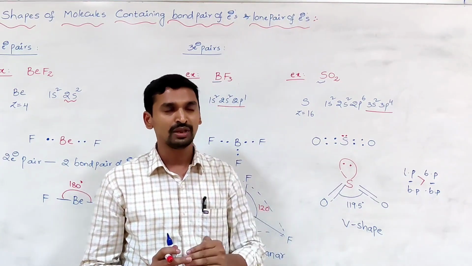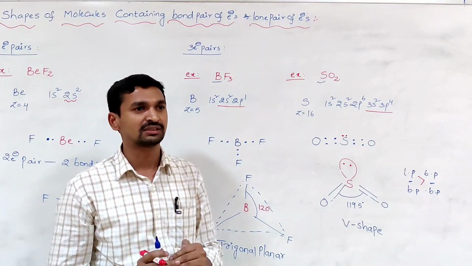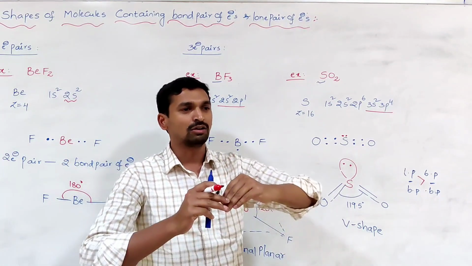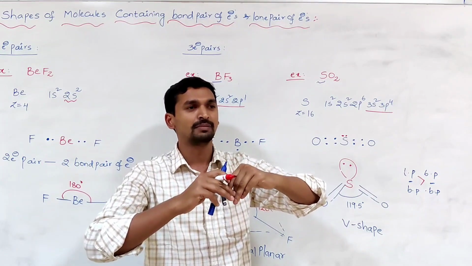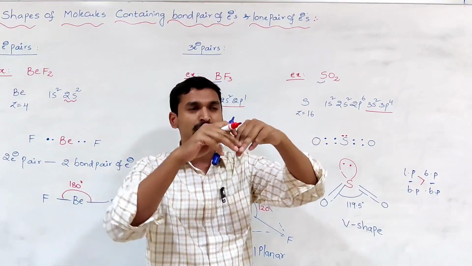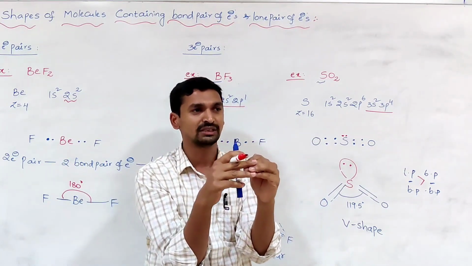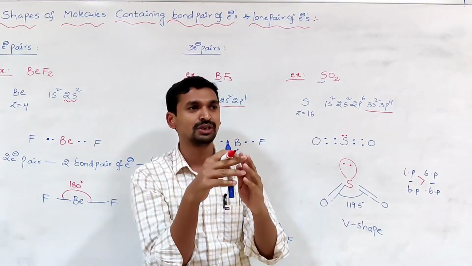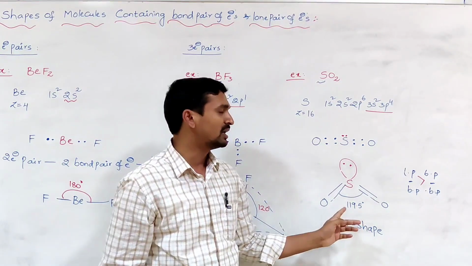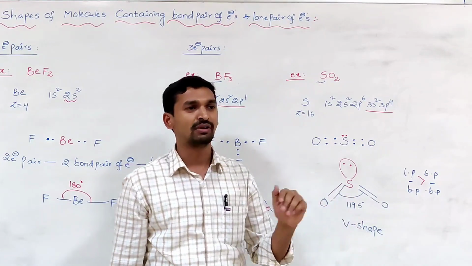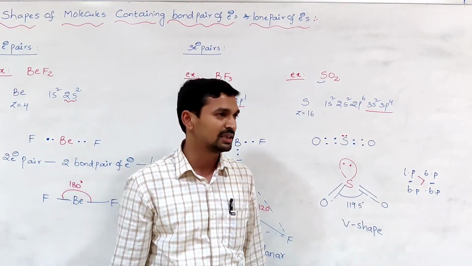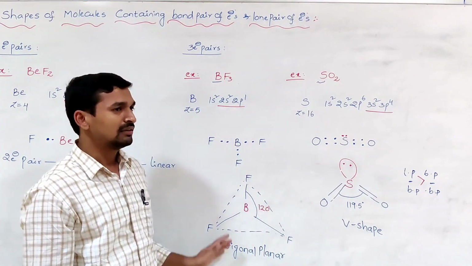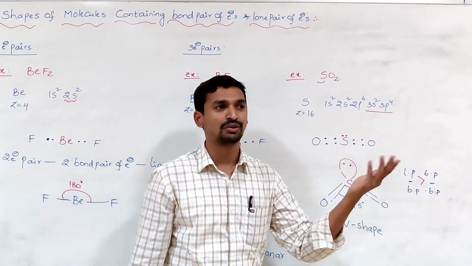Among these two, the lone pair repulsions are stronger. That's why lone pair repulsions always dominate the bond pair repulsions. So the bonds come close to each other. When the bonds come close to each other, the bond angle decreases from 120 to 119.5 degrees. That is the reason.